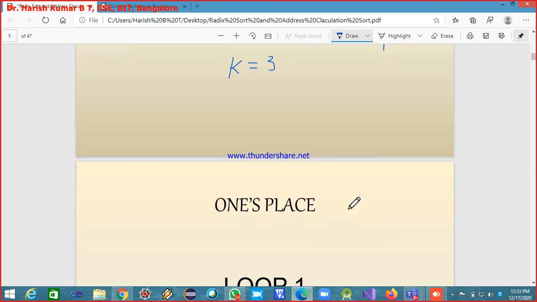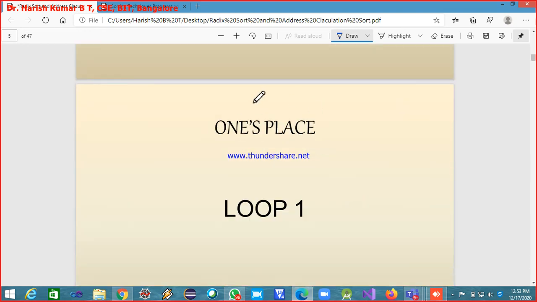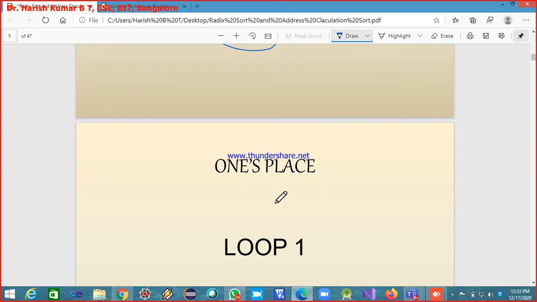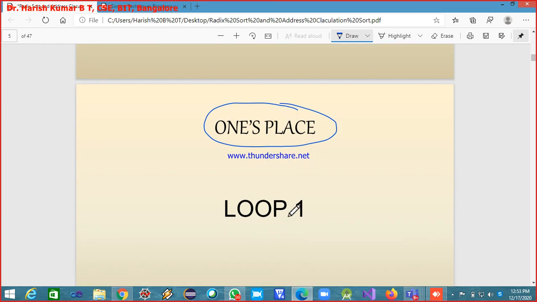Next what we do? So ones place, first I have to loop. As I already mentioned, total number of iterations required are 3, and the first iteration is looping over the ones place.